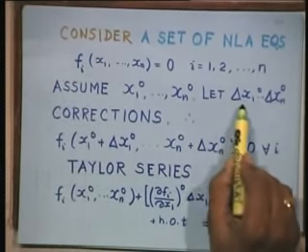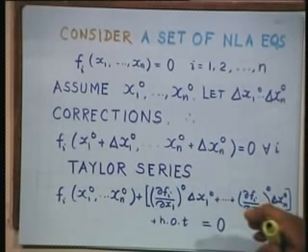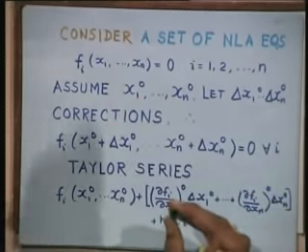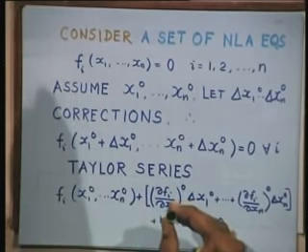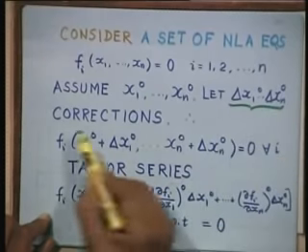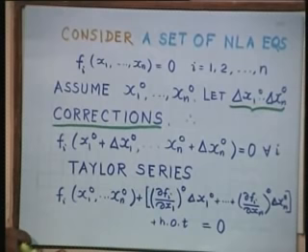So let delta x10 to delta xn0 be the corrections, which when added to x10 will give you next estimate of the variable. Solve it till you get convergence criterion satisfied. Let us proceed further. Now these things are called corrections. How do you find out corrections? Unless you find out corrections, how do you add?